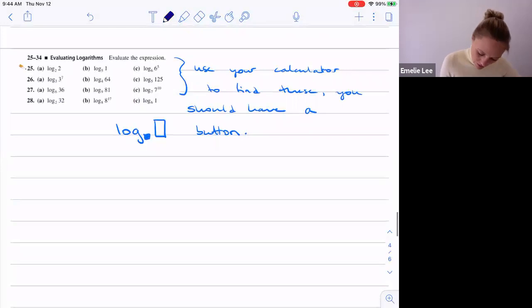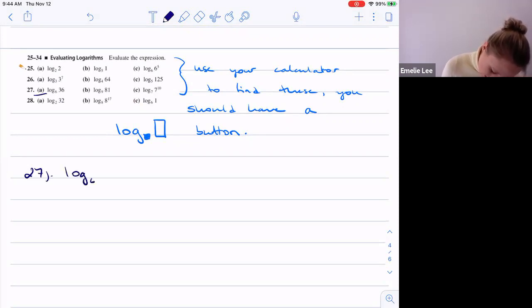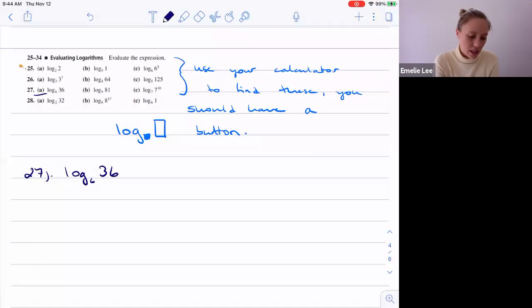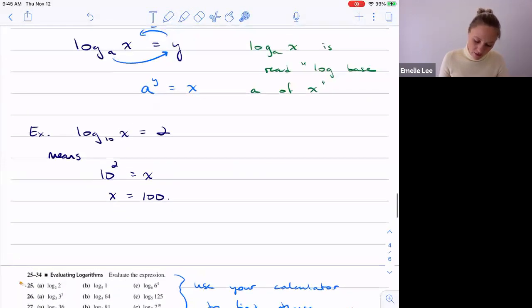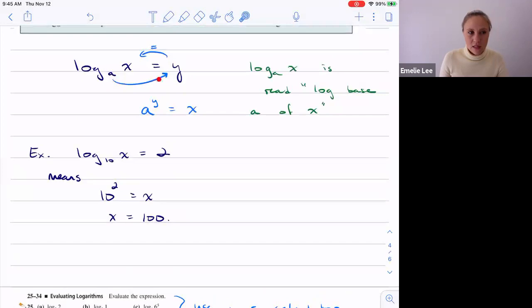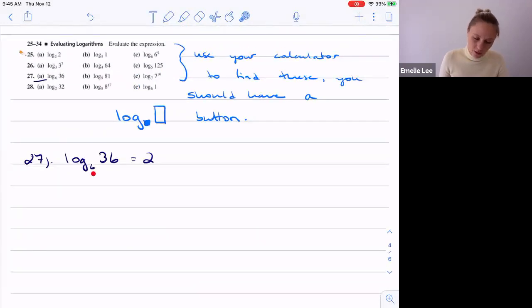Okay. So if we do something like log base 6 of 36, if you use your calculator, you should get 2. If we think about it, 6 to the power of 2 is 36, right? And that's the link that we established up here: the base to the power of y is equal to x. Another way we could look at this is to say 6 to the power of what equals 36.